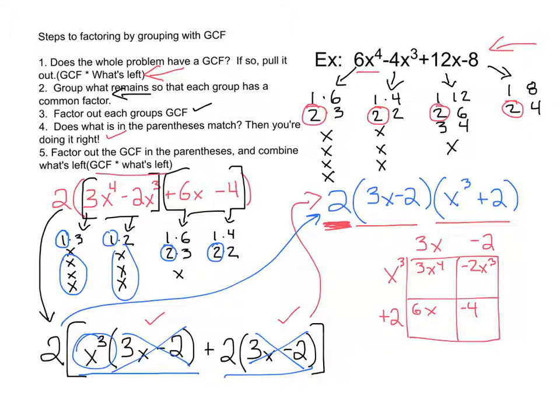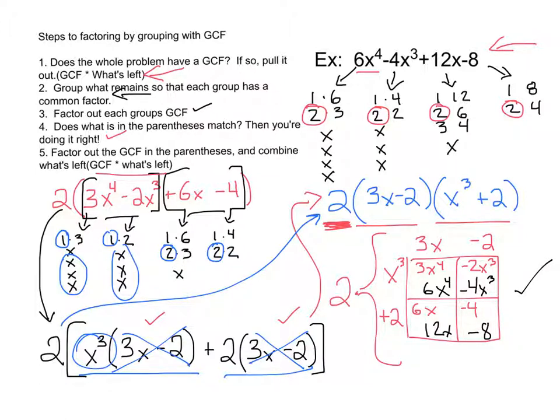So what we have to remember is that this entire box needs to be multiplied by 2. If we go ahead and do that, we get slightly different answers. We'll get 6x to the fourth, negative 4x to the third, 12x, and negative 8. And those do match our original problem.